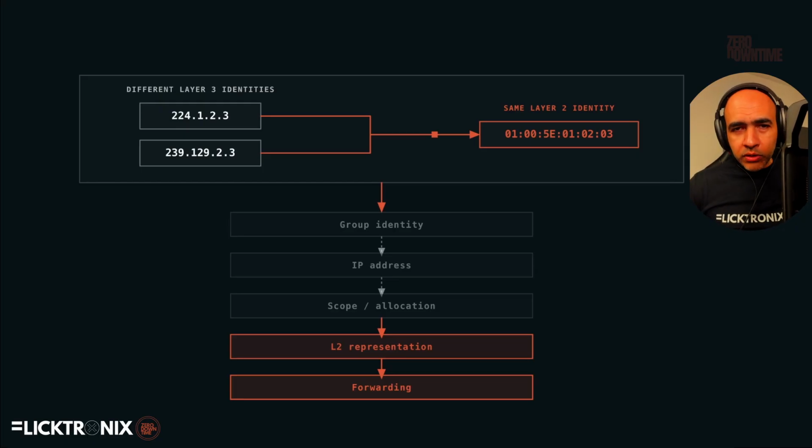So don't look at a multicast address and ask only, is this a valid address? A better question is to ask, what group does it represent? Who controls its allocation? And what scope does it have? And what multicast model does it represent? And what happens to that ID when the packet crosses into layer 2? That was my multicast addressing architecture video.